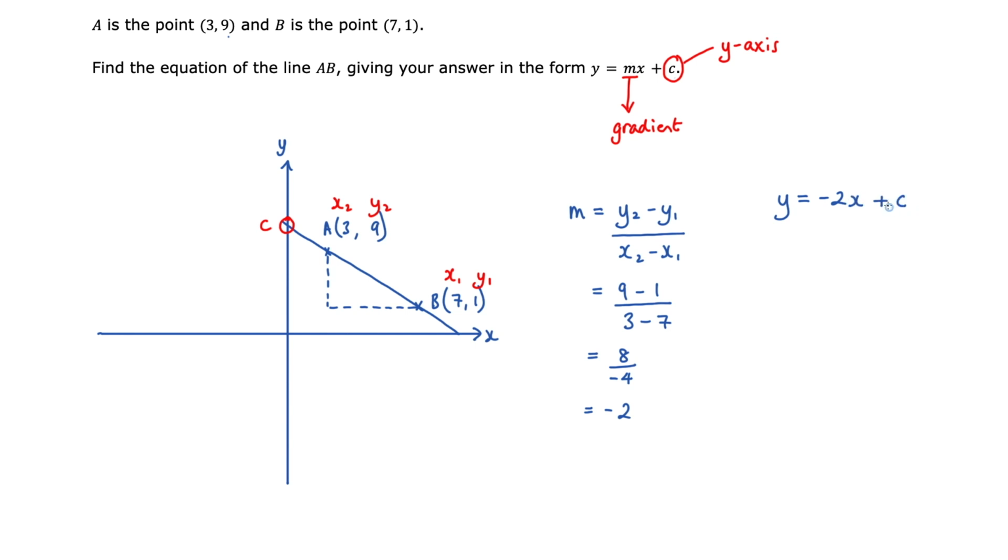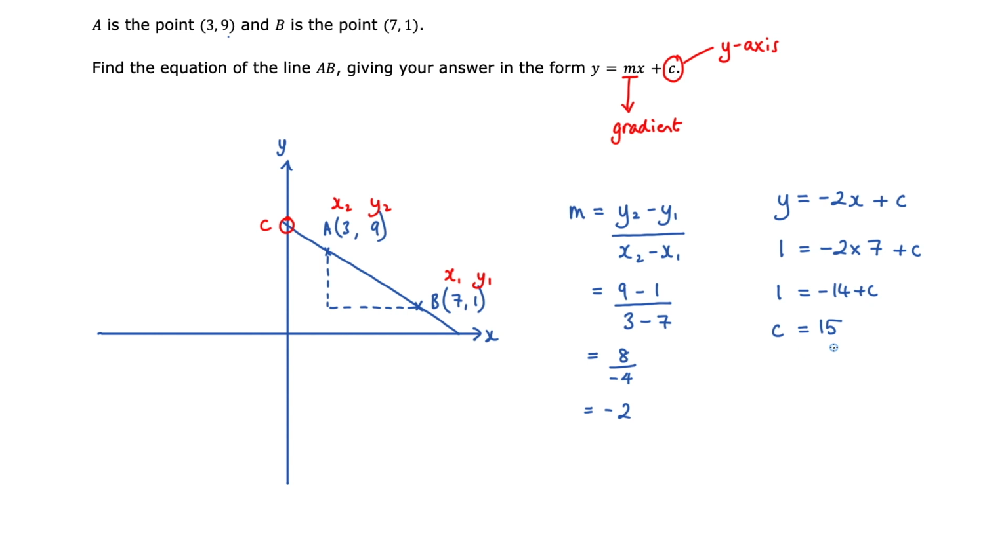Now we need to calculate this c value, and we can do that by substituting in this pair of ordinates here or this pair of ordinates here. So we've got the x and y values which we can put into this equation. Let's use x1 and y1. So y1, or value of y, is 1 equals negative 2 multiplied by the x value, which is 7, plus c. So 1 equals negative 14 plus c. So hopefully you can see rearranging that would give that c is equal to 15.